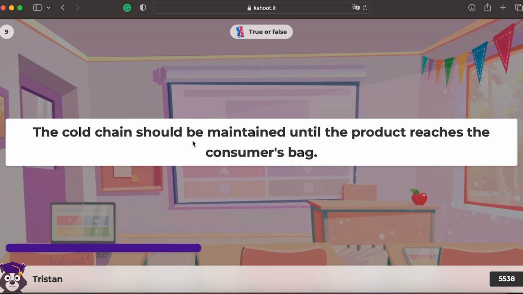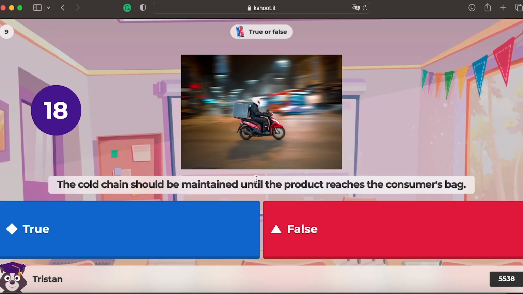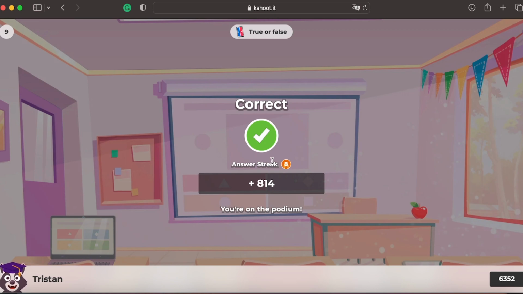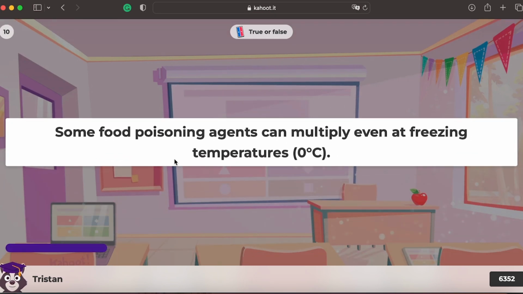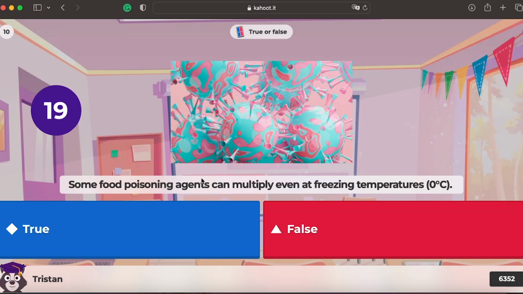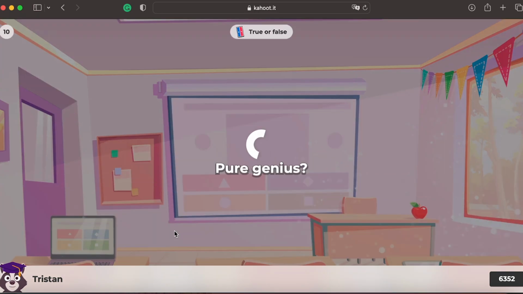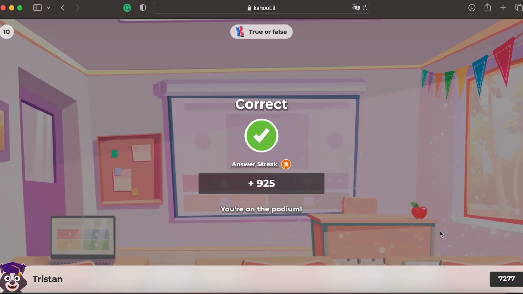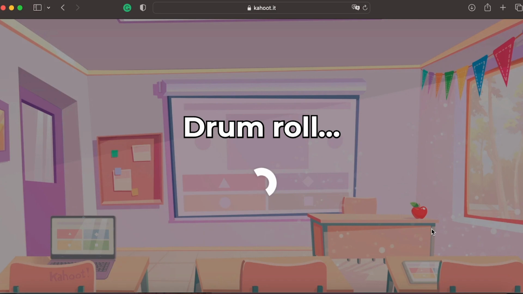The cold chain should be maintained until the product reaches the consumer's bags. Yes, always, it should be. The final one: some food poisoning agents can multiply even at freezing temperature. Yes, some of them. So we were wrong in the first question, and we're going to review it later.